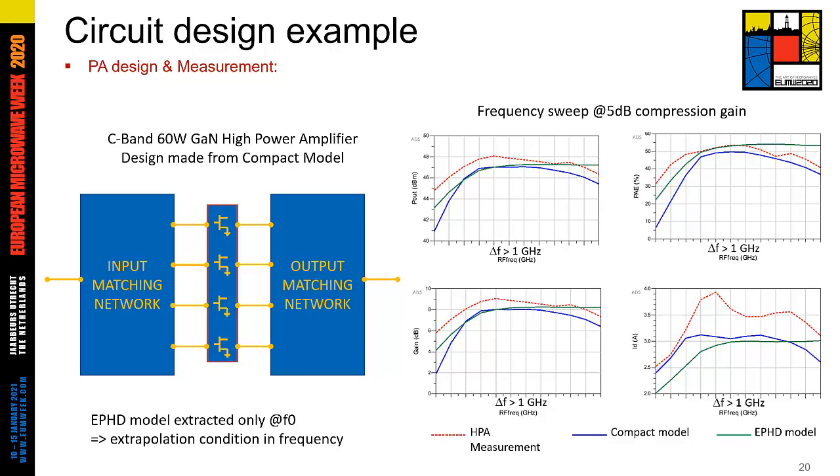The EPHD model and the compact model were used in the PA design. The PA was made using compact model-based design. And here we compare the performances of the two simulated designs on the measurement at 5 dB compression gain over more than 1 GHz bandwidth. It should be noted that the EPHD model was extracted at only one fundamental frequency, and despite this, the simulation presents very interesting results on output power, efficiency, and drain current.